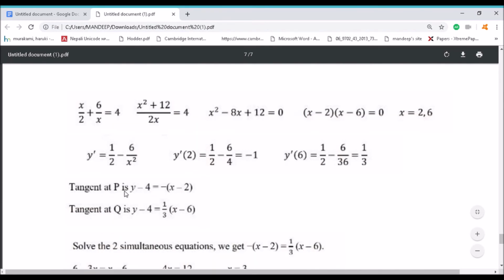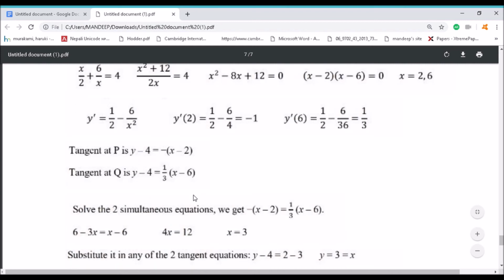So the tangent at P is going to be y minus y1 equals m times x minus x1. So y equals 4, x equals 2. We put minus 1 here for the gradient. It's the same thing. So we'll have y minus 4 equals minus x plus 2.